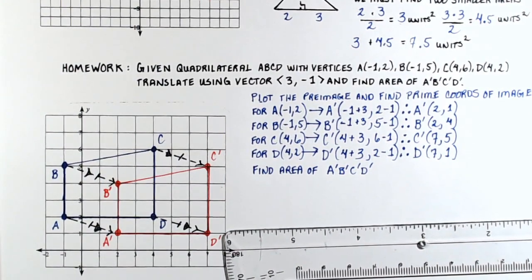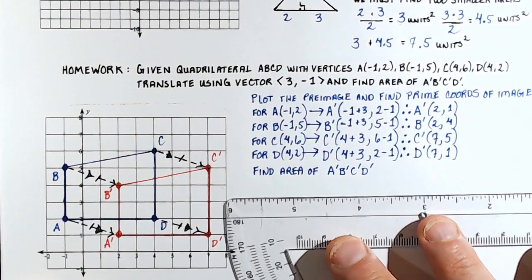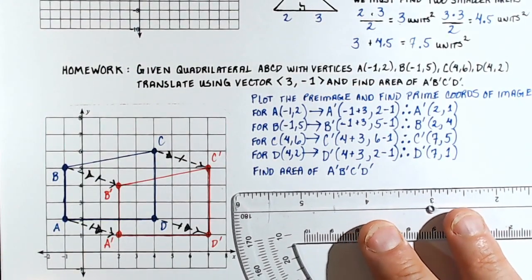A challenge question for anyone interested would be to find the volume of this shape. I'd like to see somebody do that as a real challenge, especially the pre-AP kids. You should find the volume of this shape. But let's find the area of A prime, B prime, C prime, D prime.